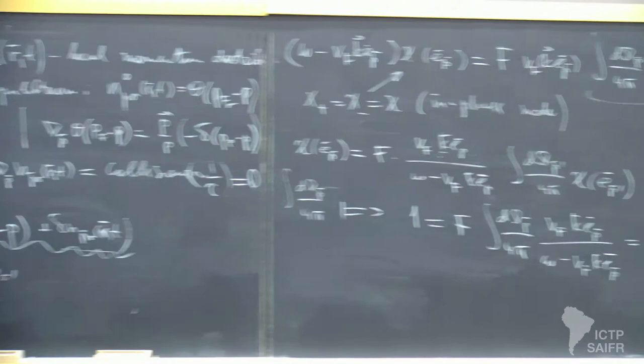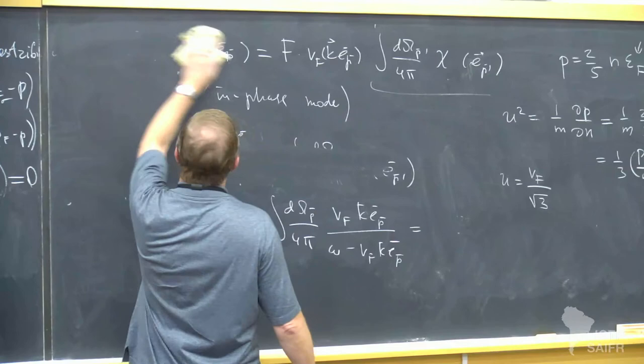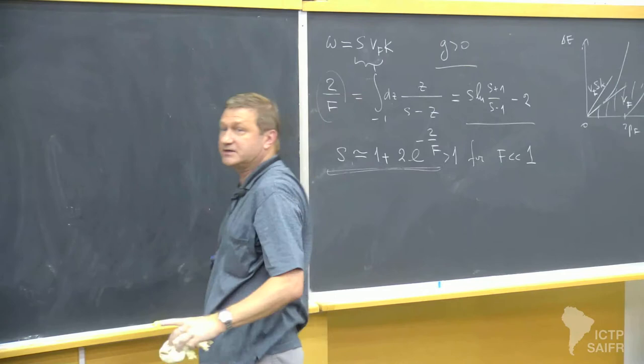So if I now compare the ideal Fermi gas with the interacting repulsive Fermi gas, this is the last thing that I want to say today, because next week we will consider the attractive Fermi gas and BCS pairing. So this is ideal, and this is repulsive.